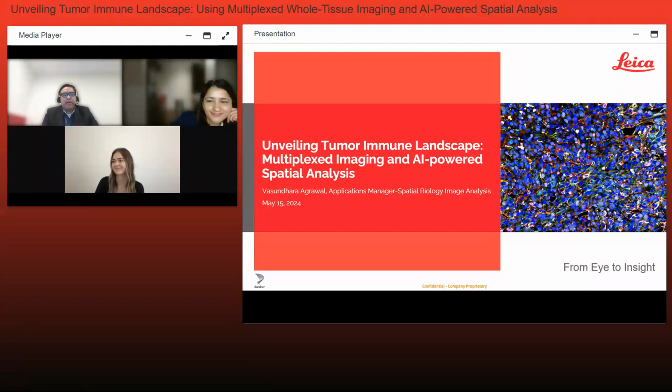CellDive is completely compatible with FFPE tissue slides. We have also validated fresh frozen on CellDive. So we can use different types of tissue preparation in CellDive.